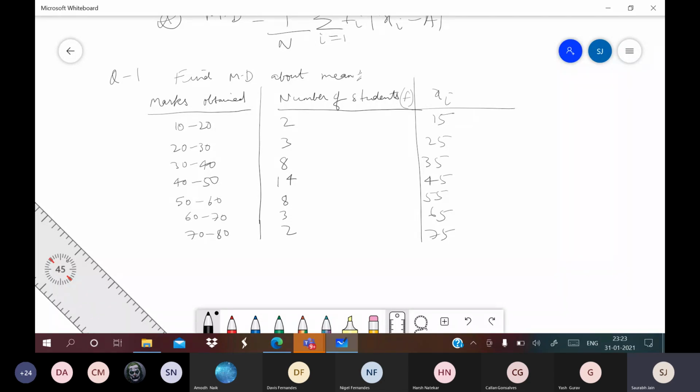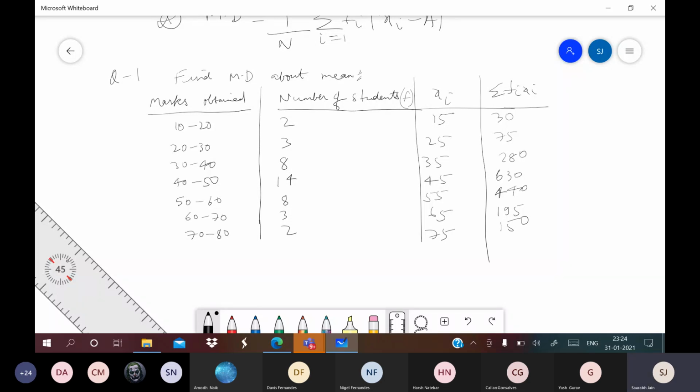Now nothing is new, because you have xi and you have frequency. So you will find sigma fi xi here. Multiply: this is 30, 75, and 35 into 8, this 280. Then the next number is 630, 55 into 8 is 440, 195 and finally 150.